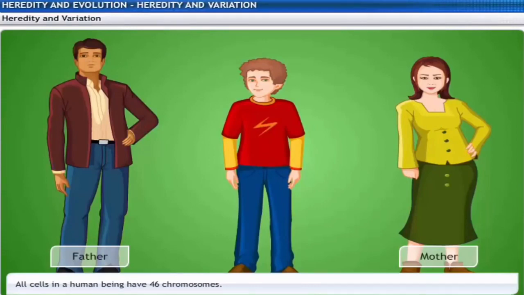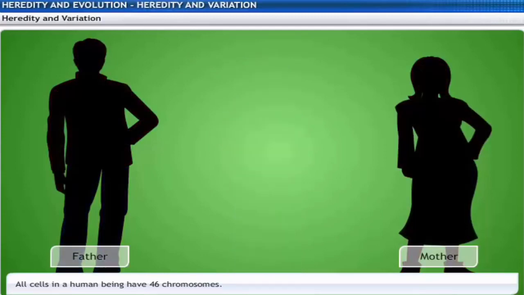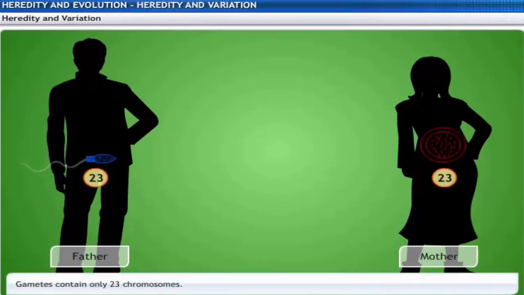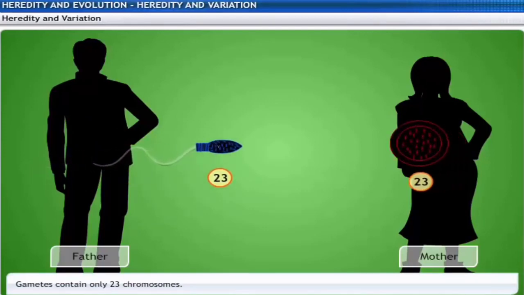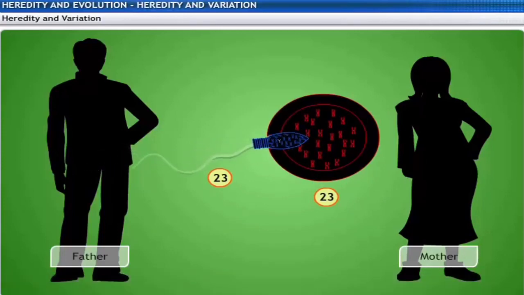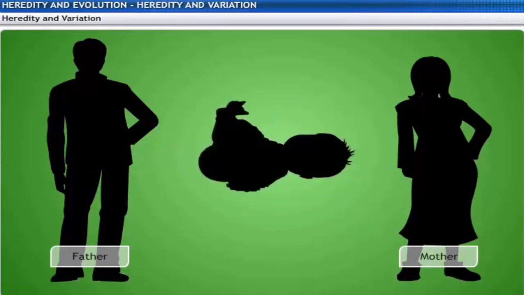This boy resembles his mother in skin color and father in height. Let's see why. All the cells in his father and mother have 46 chromosomes each. During the reproductive process, his father produces a male gamete and his mother produces a female gamete, each with 23 chromosomes. The male gamete fuses with the female gamete to give birth to a child.